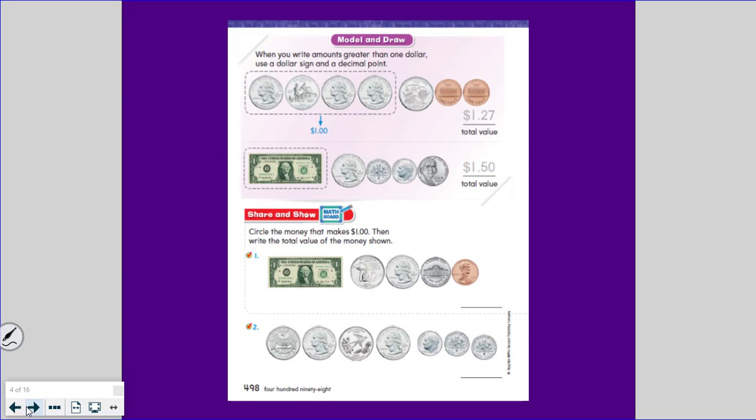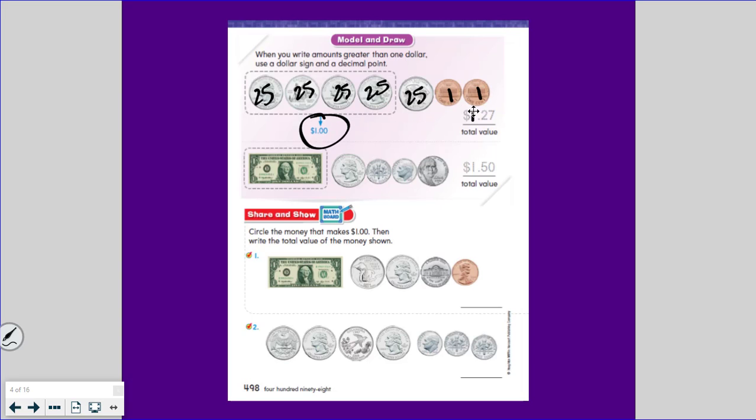So model and draw page. This is on the back of your page, page 498, and it says, when you write amounts greater than $1, use a dollar sign and a decimal point. Okay, so 1 quarter is 25. And then we got another quarter, and another quarter. So 4 quarters equals $1. Okay? And then we have another quarter, 25, and then 2 pennies, 1, 1. So 25, 26, 27. So we have $1, right?